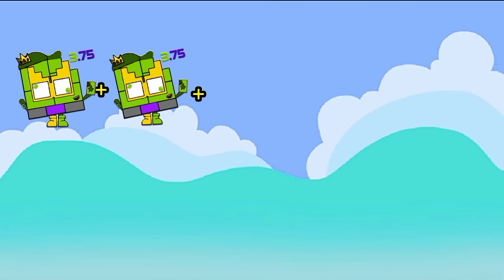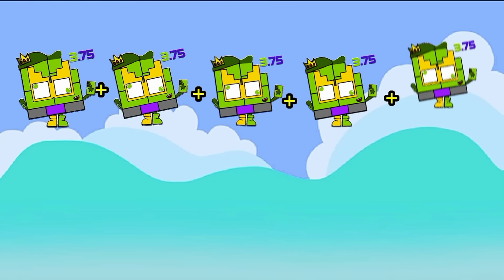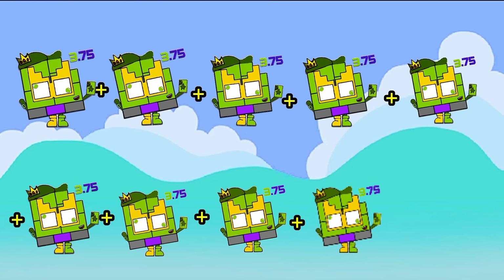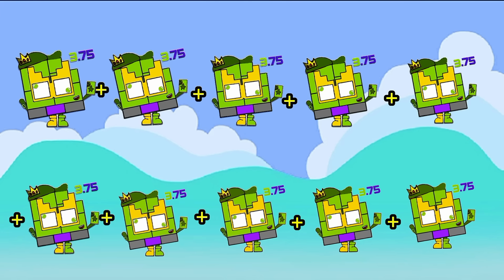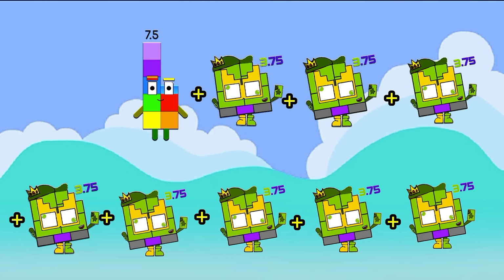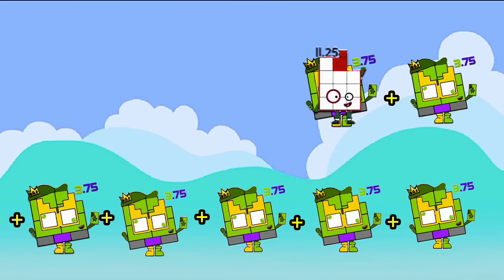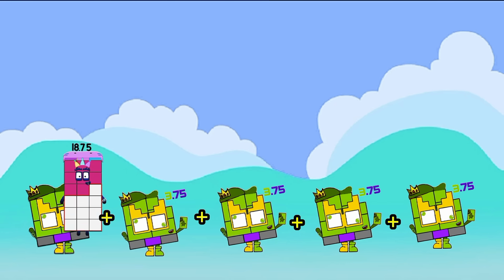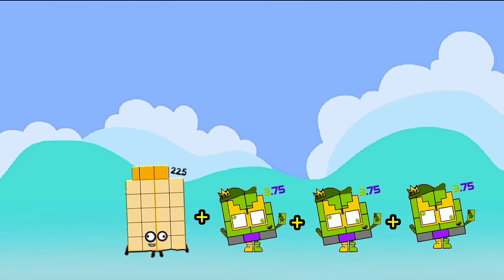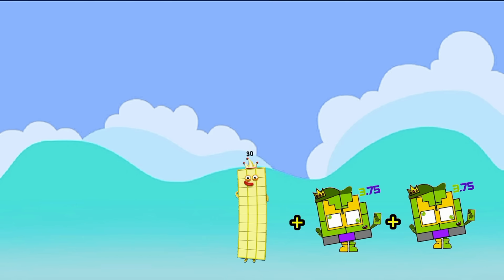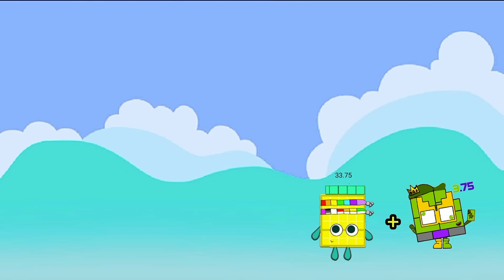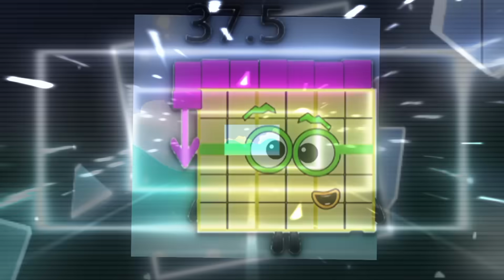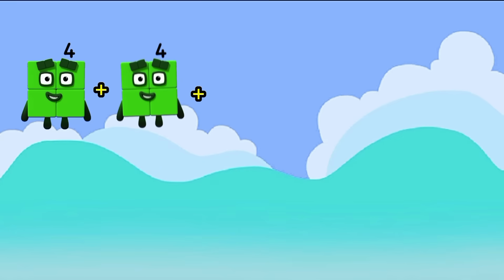The next decimal number is 3.75. Now we add 3.75 10 times. So the answer is 7.5, 11.25, 15, 18.75, 22.5, 26.25, 30, 33.75 and 37.5.